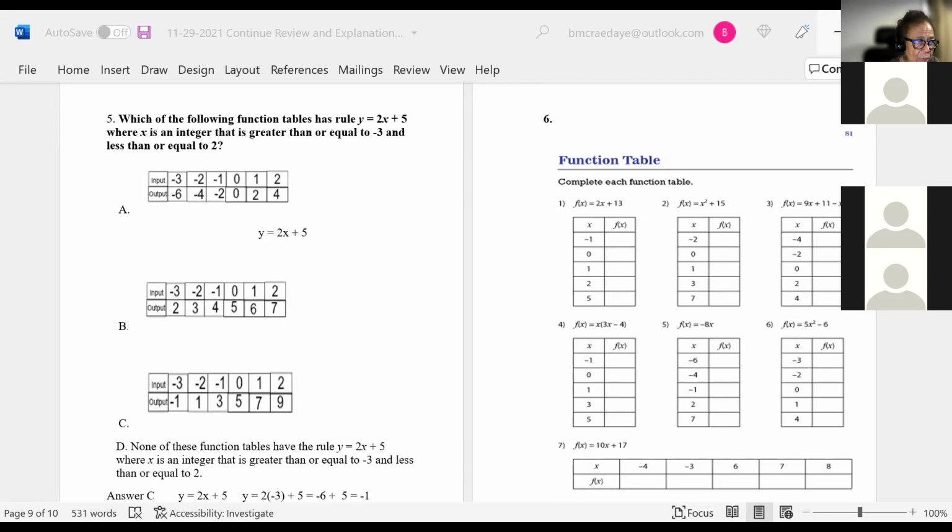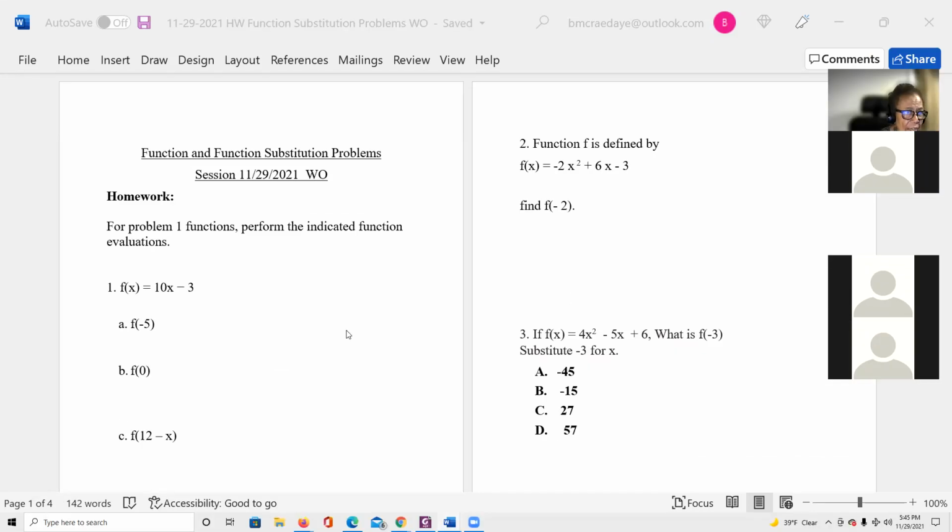Function and function substitution problems. This was the homework. Can you see it? Yeah, I see it. Not the function table. Oh, the other one that we're supposed to do? Yeah, the one you had. Let's see. Can you see it now? Okay, you see your homework, right? Yes, I see my homework.